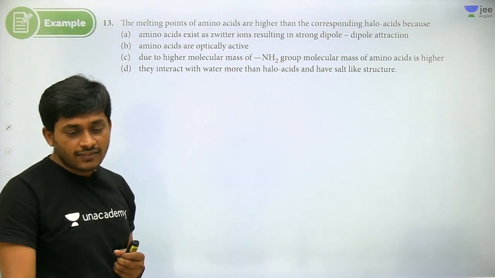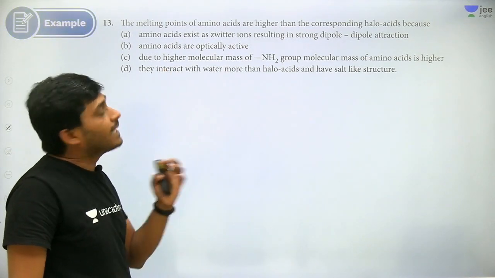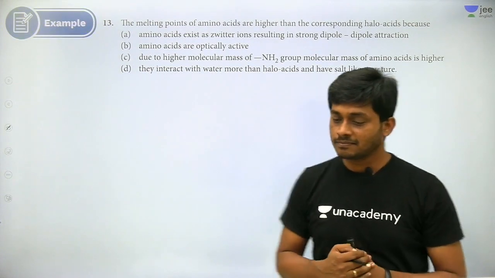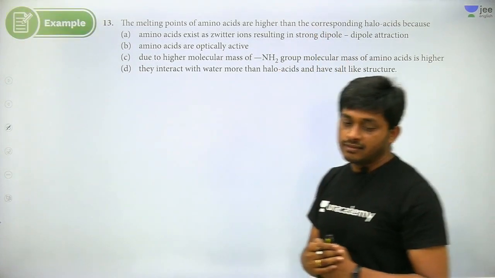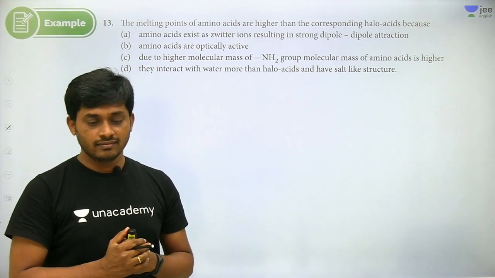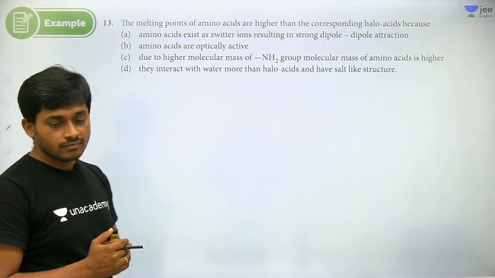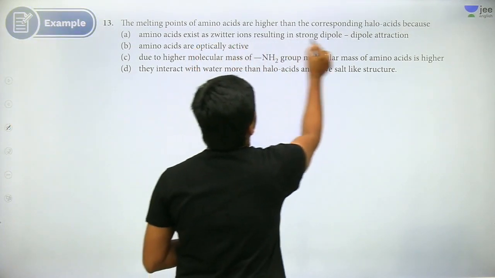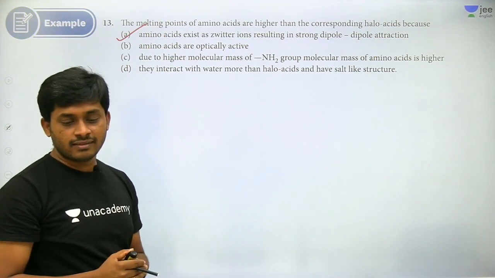Next question. The melting points of amino acids are higher than the corresponding halo acids. Yes? So what is the answer for this now? Why amino acids have high melting points? What could be the reason? See, this means there are strong attractions. This is simply because amino acids exist as Zwitter ions resulting in strong dipole-dipole interactions.